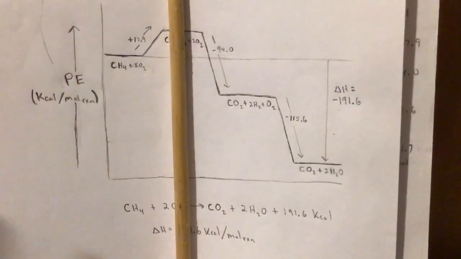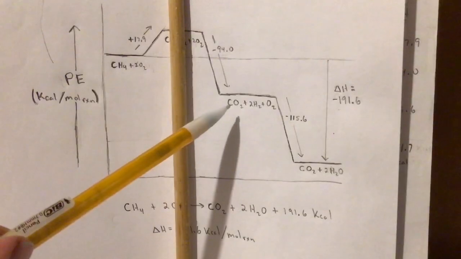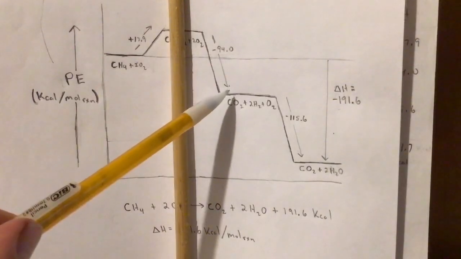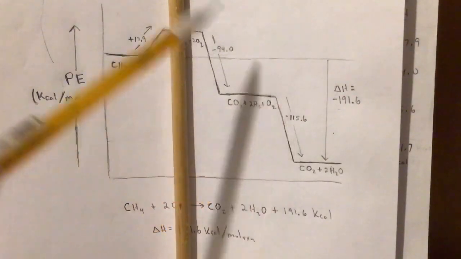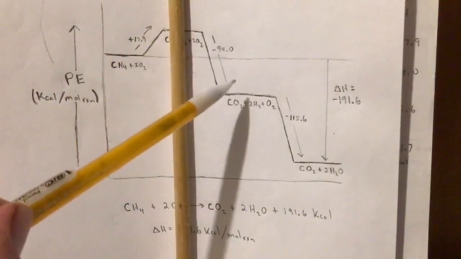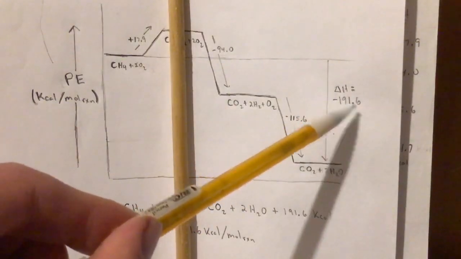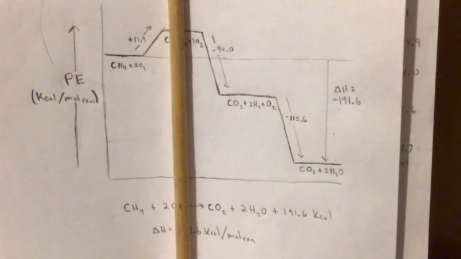So now what's going to happen is that carbon's going to combine with the O2 and form CO2. And CO2 is very stable, so that's going to release a bunch of energy, a lot more than we used initially. And then the H2 is going to combine with the O2 and release a bunch more energy, and that's this amount right here. So even though initially you had to add 17.9, you release 94, you release 115.6, at the end of the day, this overall process releases 191.6 kcals for each mole of reaction. So if I said CH4 plus 2O2 forms CO2, 2H2O, it would release 191.6 kcals, or we could say delta H equals negative 191.6. Thank you.